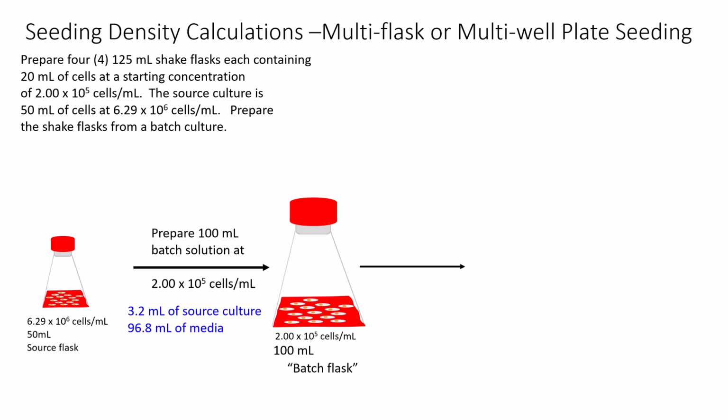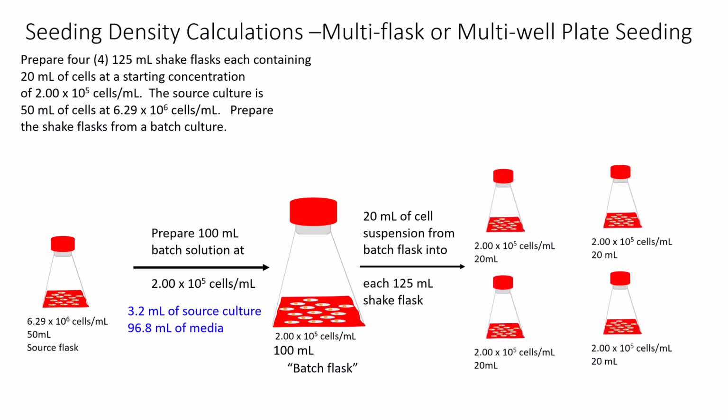All right. And now what we do is we take 20 mils of suspension from the batch flask, because those 20 mils will all be at 2.00 times 10 to the 5th cells per mil, and we just pipette that into each of our destination flasks. All right. So we've made one large batch of cells at 2.00 times 10 to the 5th, and then we're just going to take 20 mil aliquots out of that and pipette it into our different destination flasks.